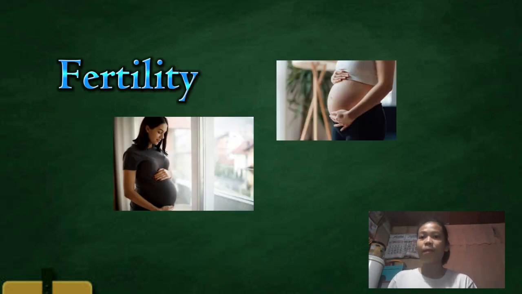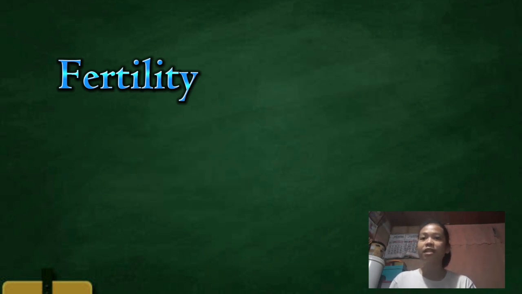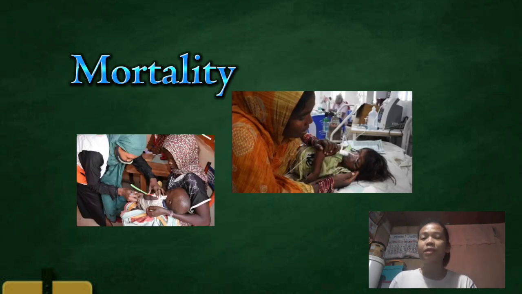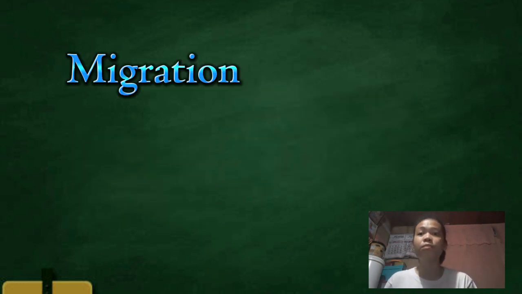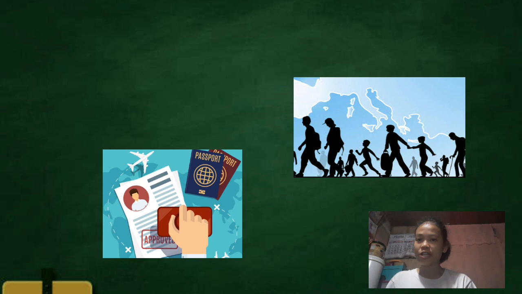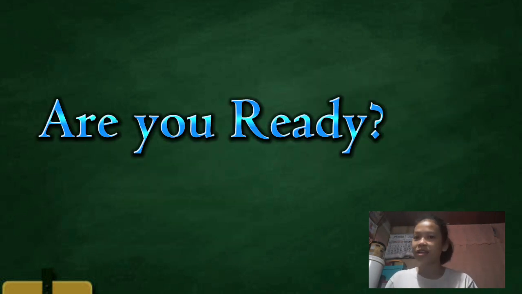I believe and I hope that you learned something from our previous discussion. So, let's move on to our next discussion. We have 3 topics for today. The first topic is about fertility. The second topic is about mortality, and the third and the last topic will be migration. So are you ready to learn about it? Of course. Thank you so much for your willingness, children.